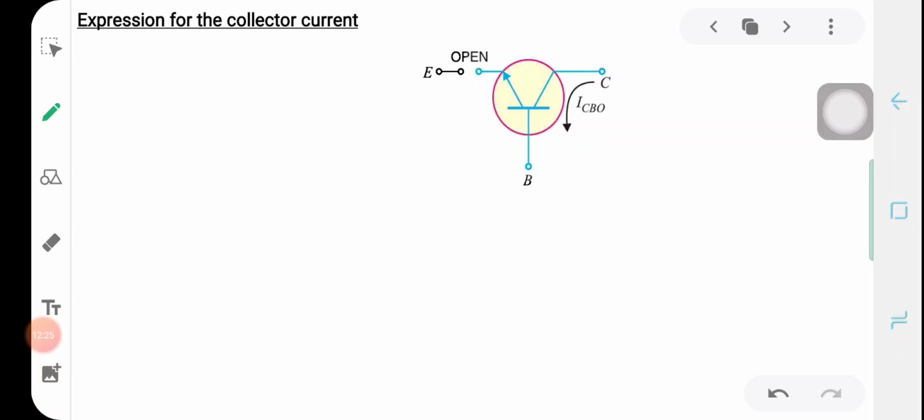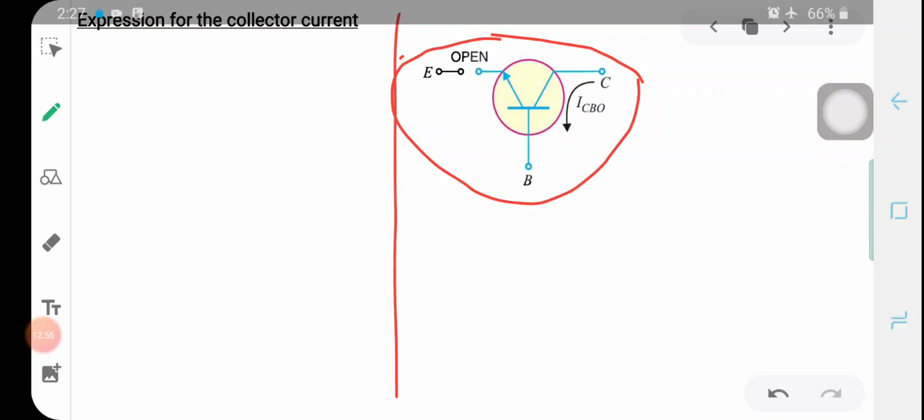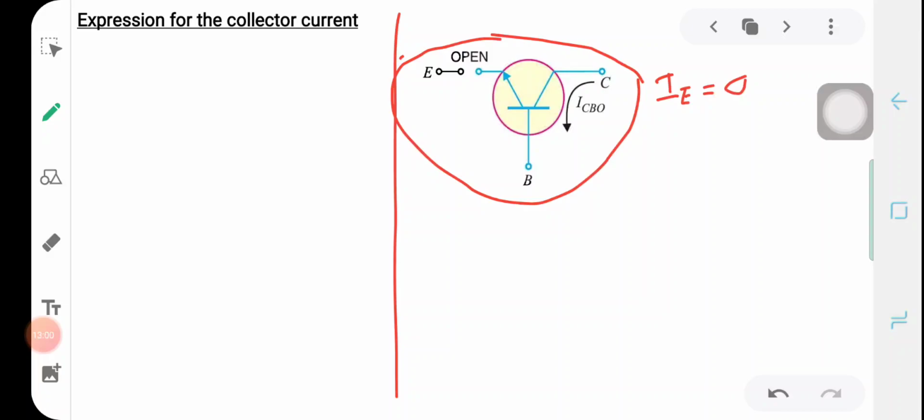To understand this second part, the current due to the minority carriers, let's consider this diagram. Here is a common base configuration with the emitter open, that is, the emitter has no current, so IE is equal to 0. If the emitter is open, then the base collector junction is reverse biased. During the reverse bias of a PN junction, a very small current flows through the junction, and we call that a leakage current. So leakage current will flow from collector to base in the case of an NPN transistor.